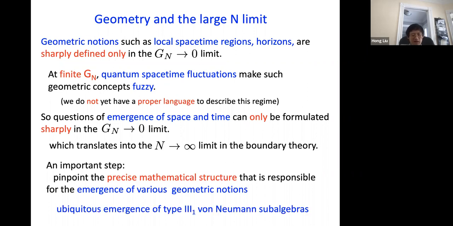And I want to advocate that the emerging mathematical structure is the ubiquitous emergence of type III_1 von Neumann algebras in the large N limit. So what happens when you take the N goes to infinity limit, there emerge many of these type III_1 algebras.